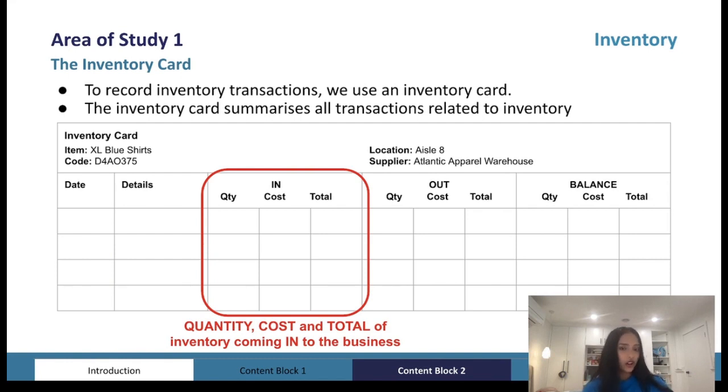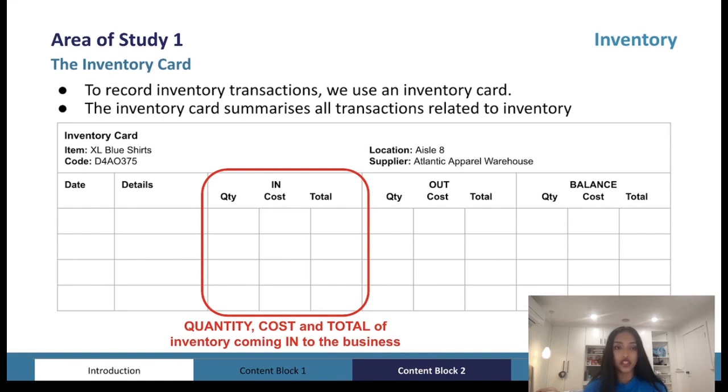The next section of columns is the in column, and within the in column we enter transactions that involve inventory that is coming into the business. For example, when we purchase inventory, we're spending money and we're getting more inventory. So that inventory that we're purchasing is coming into the business. Within that in column, it's broken up into 3 sub columns. We enter the quantity, which is the number of items, the cost, which is the cost per item, and the total, which is the total price of that inventory that is coming into the business.